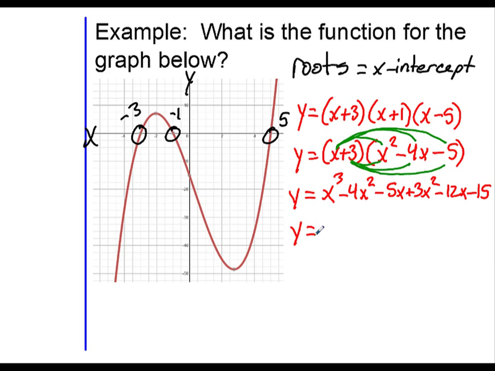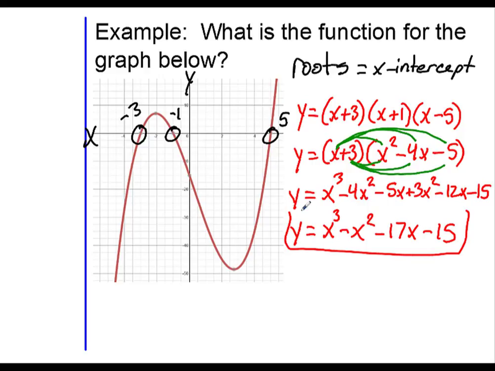Combine the like terms. x cubed has no like terms. Negative 4x squared and 3x squared have like terms. That's going to end up being just a negative x squared, because negative 4 plus 3 is negative 1. Negative 5x and negative 12x will give me negative 17x, and the negative 15 has no like terms. This is the polynomial function that graphs this curve.